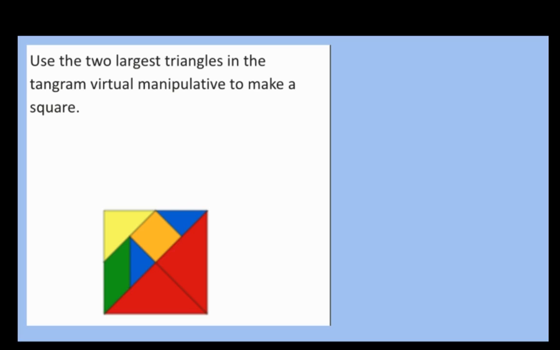Let's practice with an example from today's lesson. Read it with me. Use the 2 largest triangles in the tangram virtual manipulative to make a square. For this problem, we can practice with the virtual tangram manipulatives we learned about in the previous video. Let's go there.